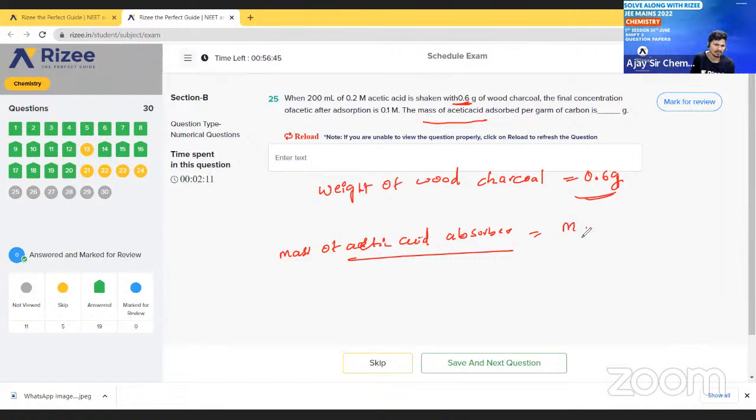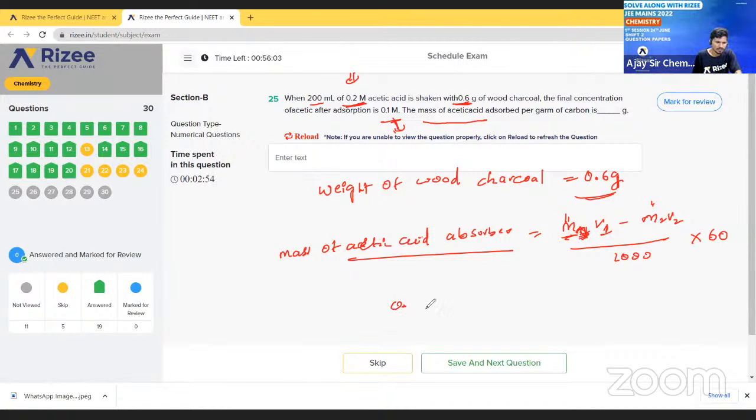So what is the simple formula? Here we have the simple formula (M1V1 minus M2V2) by 1000, into 60. What we have to do is put the values here. M1 is the initial concentration, M2 is the final concentration, and V is the volume. The volume is not changing, only 200 ml. M1 is 0.2 moles at first. Then this concentration is changed to 0.1 mole.